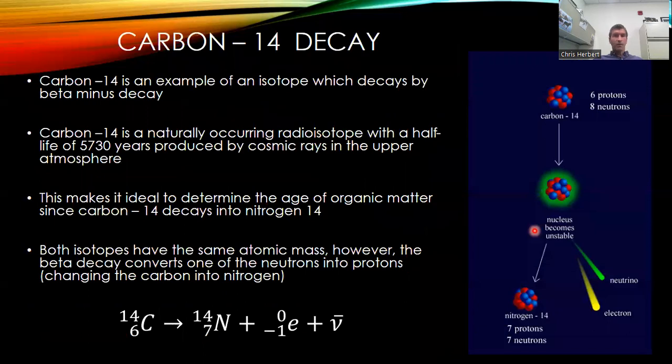In any case, carbon-14 decay is a very important phenomenon in science, especially for radioactive dating. Carbon-14 is produced by cosmic rays high in the atmosphere. Nitrogen-14 is converted into carbon-14. And basically what happens here is that the carbon-14 decays by beta decay.